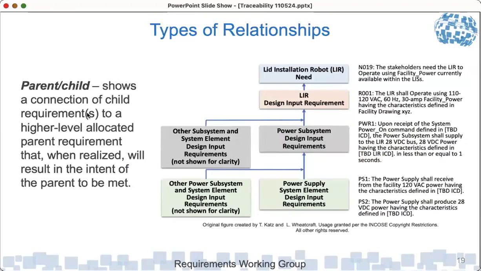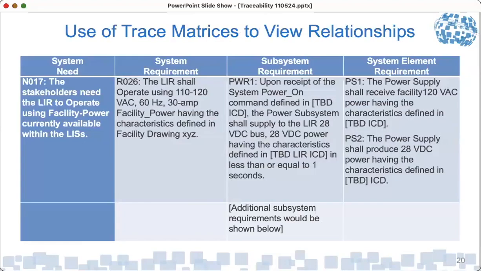The common thing I talked about before is managing the parent-child relationships. In the past, that's been a major part of what traceability is about, and it still is important to understand what those relationships are. So we need to have allocated parent requirements and then the child tracing back to their parent. And it's common, especially in the document-centric world, that we have trace matrices to view these relationships. So we have a need traced to a system requirement, traced to a subsystem requirement, traced to multiple subsystem element requirements. And of course, additional subsystem requirements would be shown below this.